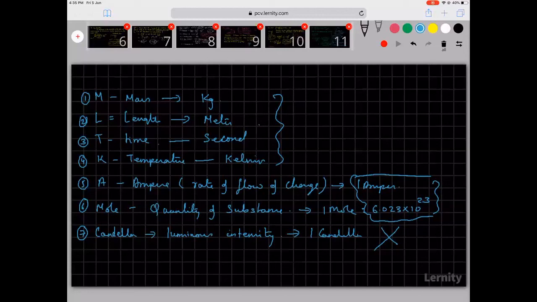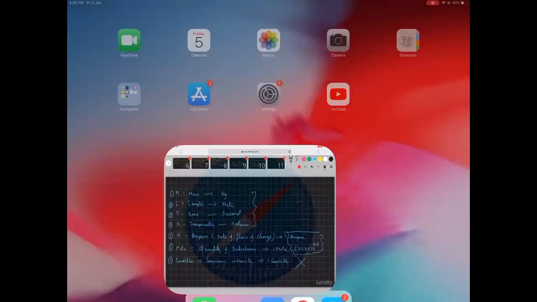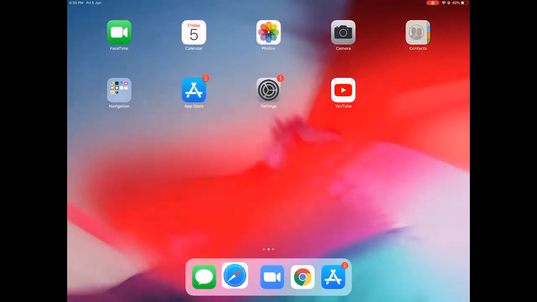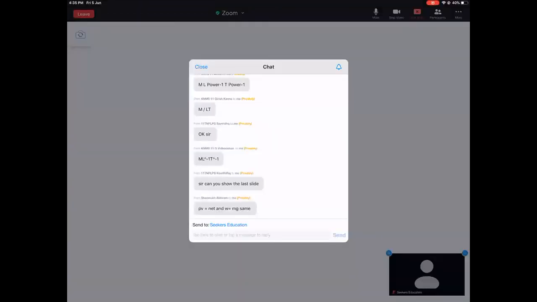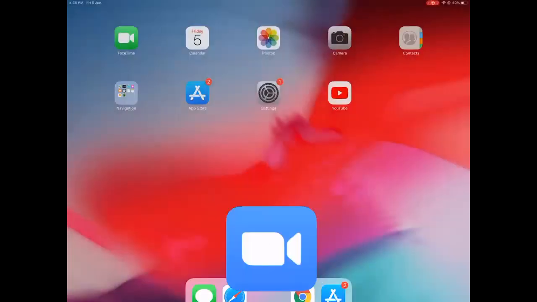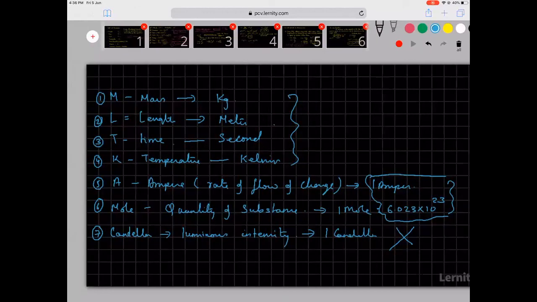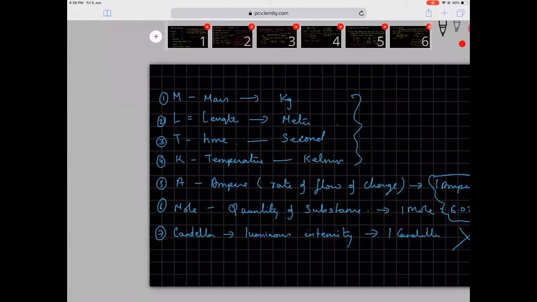Then the next thing I want to do is check what questions are there in your head. Can you show the last slide? Yes, PV equals nRT, weight equals m into g. Here is the last slide. Please write this note and make sure that you remember these things. I will show you all the slides once again. I am done with whatever I want to teach you today. In the next class, I'll teach you measurement.